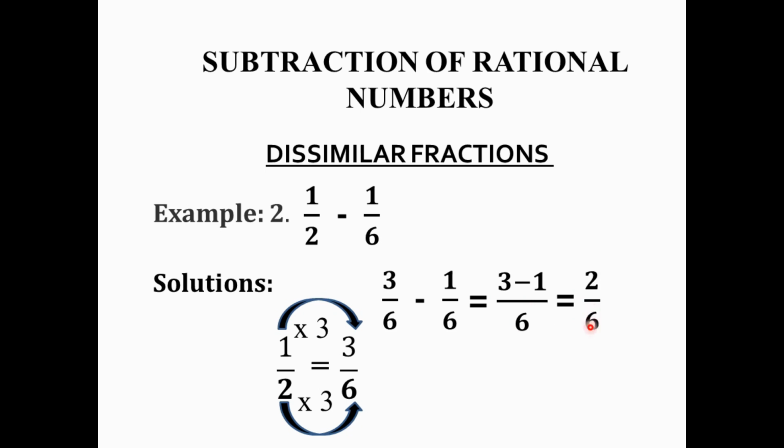Then over 6. And 2 over 6 can still be reduced to its lowest term using the GCF, which is 2. Then we will divide both by 2. And the result is 1/3. So this is now the difference after subtracting 1/2 and 1/6. Alright?